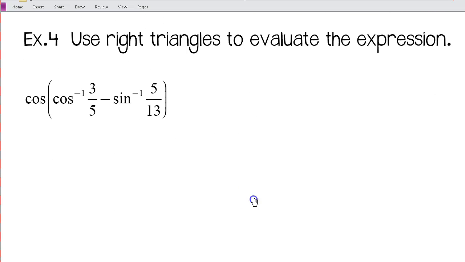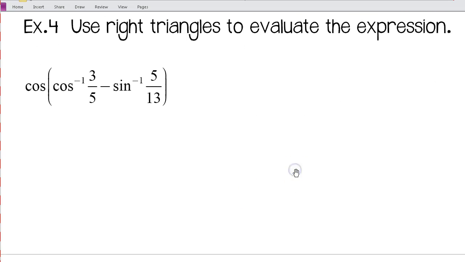So we want to use right triangles to evaluate each expression. Keep in mind that this refers to some angle in a triangle or on the unit circle, and this also refers to some angle. So a lot of times what I'll do is rewrite this as cosine of alpha plus beta, or whatever variables you want to use.